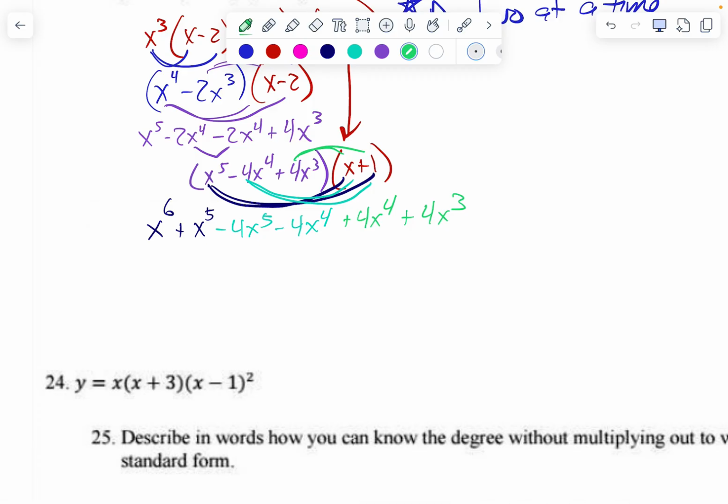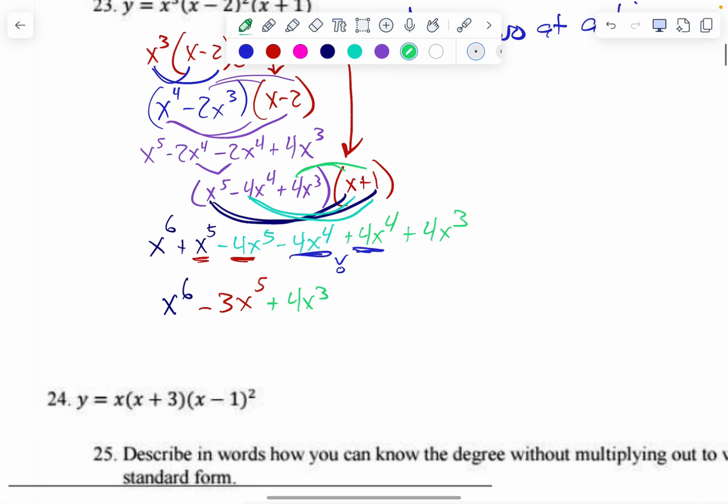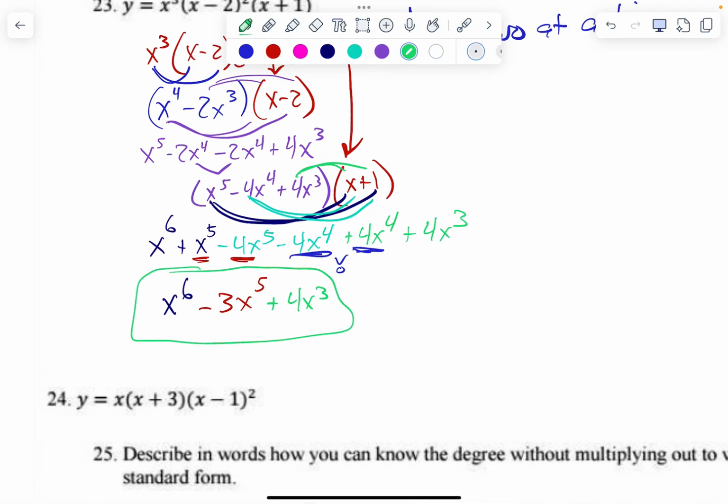And now we go combine like terms, if there are some. And we do. We have the x to the fifths right here. And so we have x to the sixth. What's x to the fifth minus 4x to the fifth? Negative 3x to the fifth. Good. Okay, and then we have our 2x to the fourth terms. What do they do? Yeah, they cancel. Sweet. Okay, and then we have our plus 4x cubed term. Now we obviously see that it's a 6th degree polynomial, but also we see the whole thing. It's a little bit of a pain.